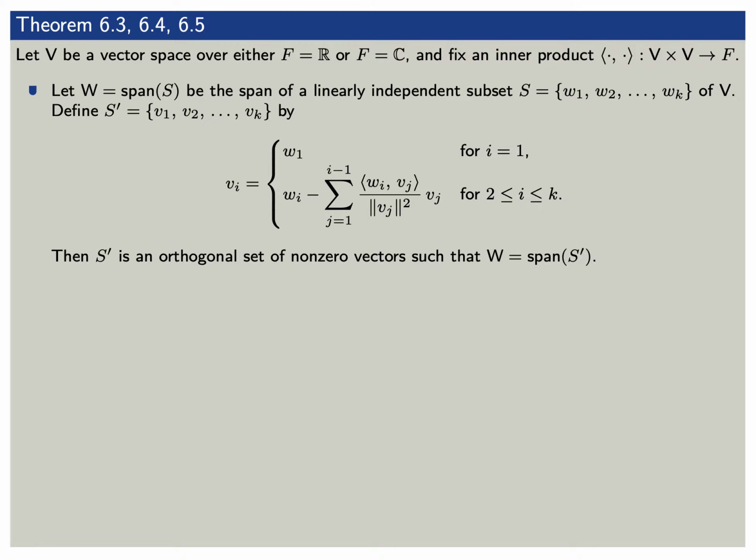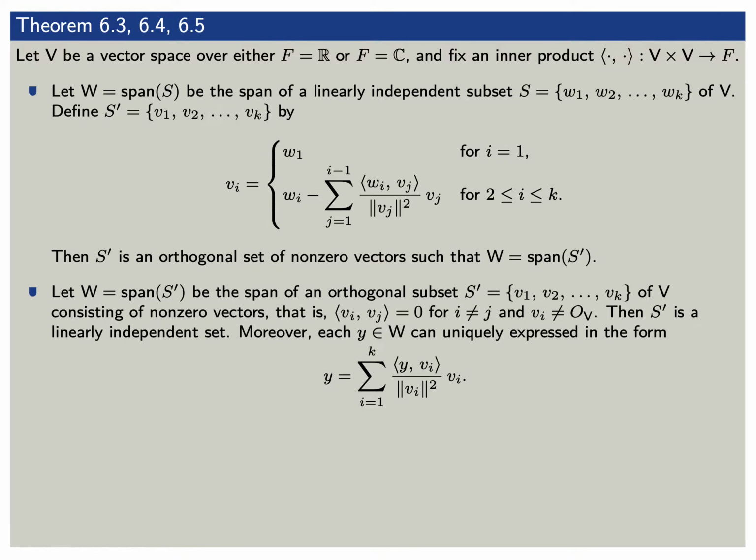Let's say that W is a subspace that's spanned by a linearly independent set S in terms of vectors W sub 1 through W sub k. We'll define a new set S prime in terms of V sub 1 through V sub k recursively as you see on your screen. Then S prime is an orthogonal set of non-zero vectors that also spans W. Recall that orthogonal set means given any two distinct vectors Vi and Vj, their inner product Vi with Vj is equal to 0.